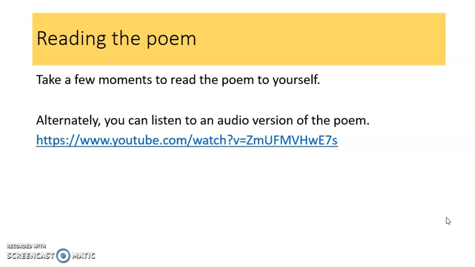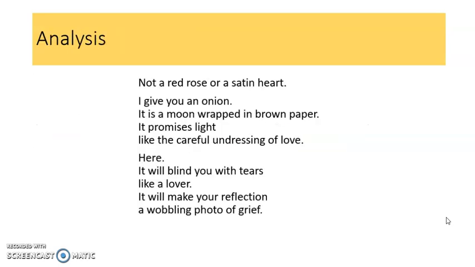Okay, so now you've read the poem, it's time to start our analysis. What you need to have in front of you is your copy of the poem and a pen and possibly a highlighter. Similar to what we did last time, I'm going to read through the poem in sections and pick out and make some notes. So hopefully you can do that on your copy as well.